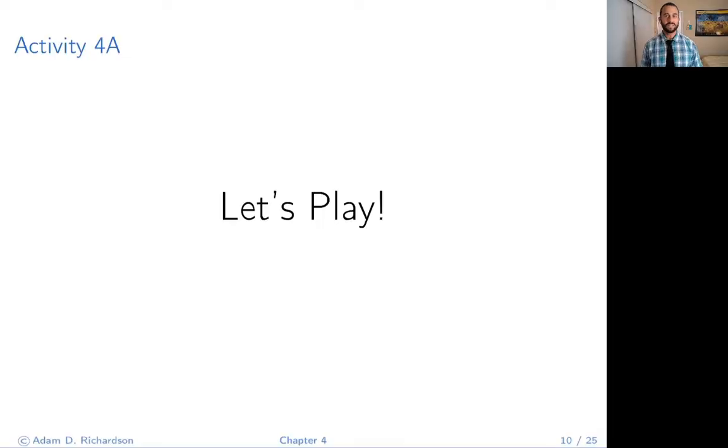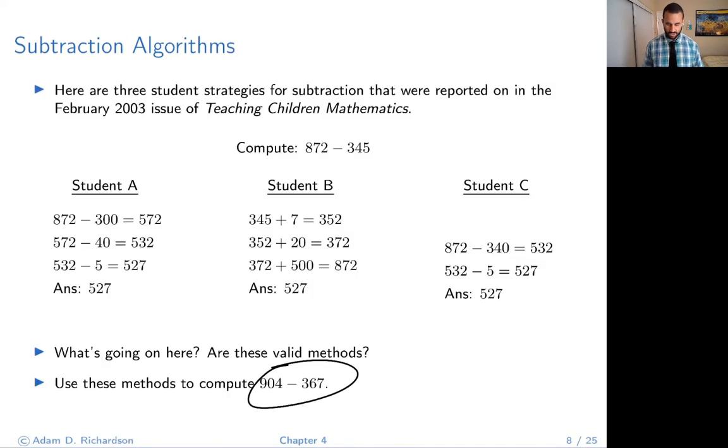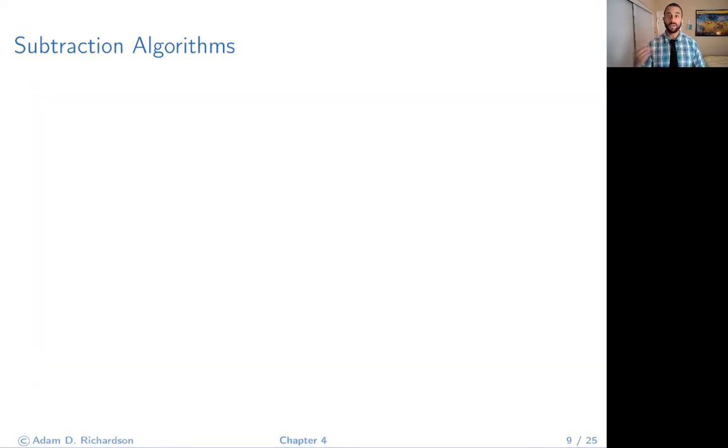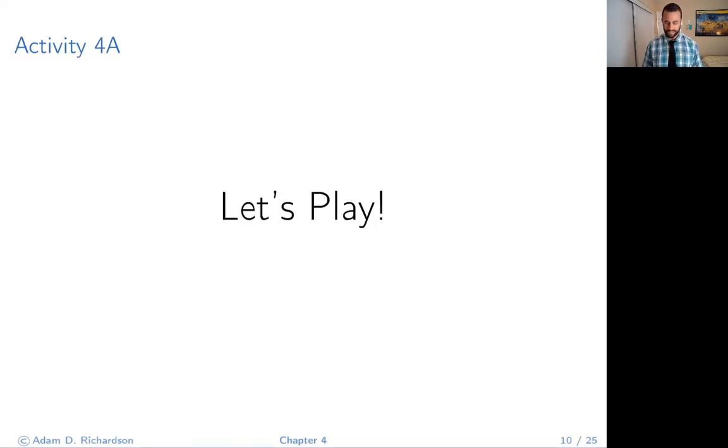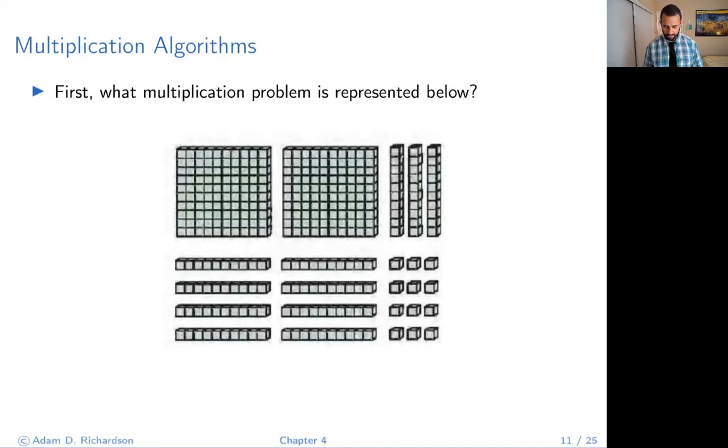All right, so last time we left off talking about activity 4A, and the previous lecture was all about addition and subtraction algorithms, right? So today we're going to continue our exploration of algorithms, but we're going to talk about multiplication and division. I'm actually really excited because the multiplication algorithms are like my favorite, so we'll get to those first.